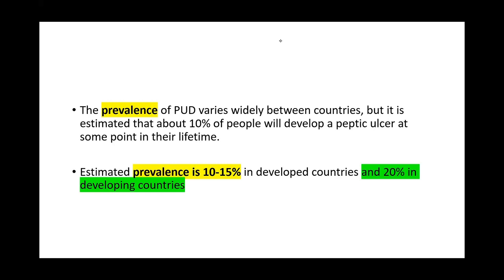You see, it is commoner in the developing countries because Helicobacter pylori is transmitted orally, and it could be via fecal-oral transmission. So the incidence and prevalence tend to be higher in developing countries as compared to developed countries, even though there is not much significant difference: it's 10 to 15%, while in the developing countries it is 20%.